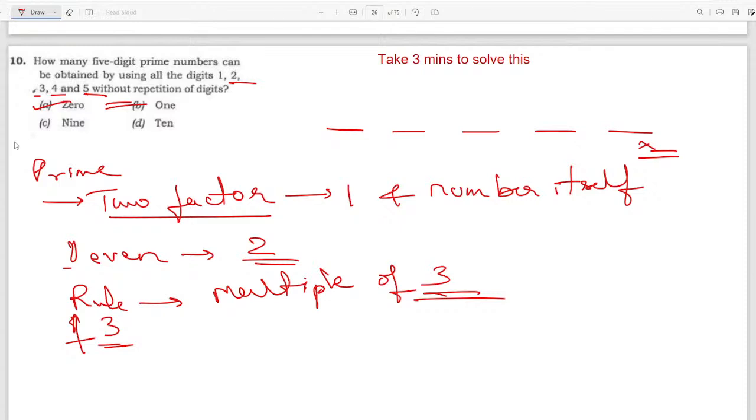I hope this is clear. If you have any doubts, please ask. So using these 5 digits, 1, 2, 3, 4, 5, you cannot form a 5-digit prime number.